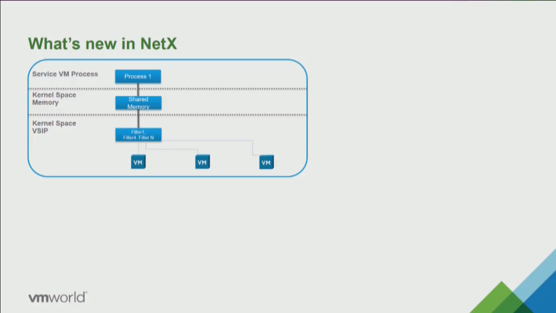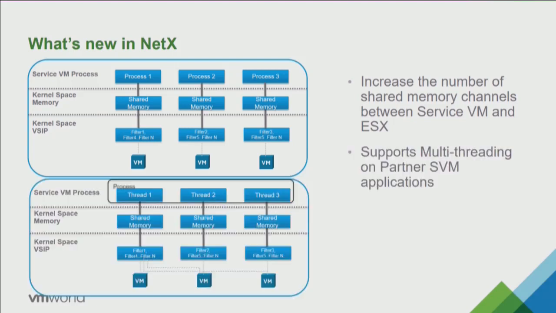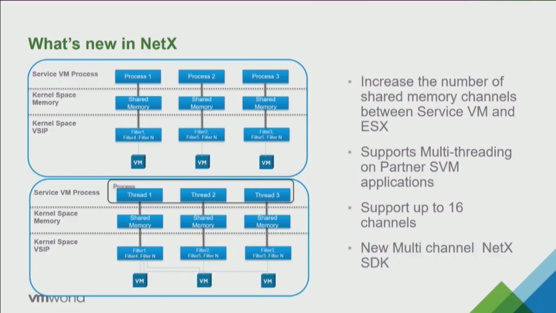Now, with release 6.3.2, we created multiple channels. So now, partner services can take advantage of this and have more channels to get traffic and process the packets or flows. Not only this, we also support multi-threading. So if the partner service is single process but multi-threaded, the same architecture fits well. And we support up to 16 channels. Partners would need a new SDK. Right now, some of our partners are taking this SDK and working on enhancing their service to take advantage of this and get better performance.